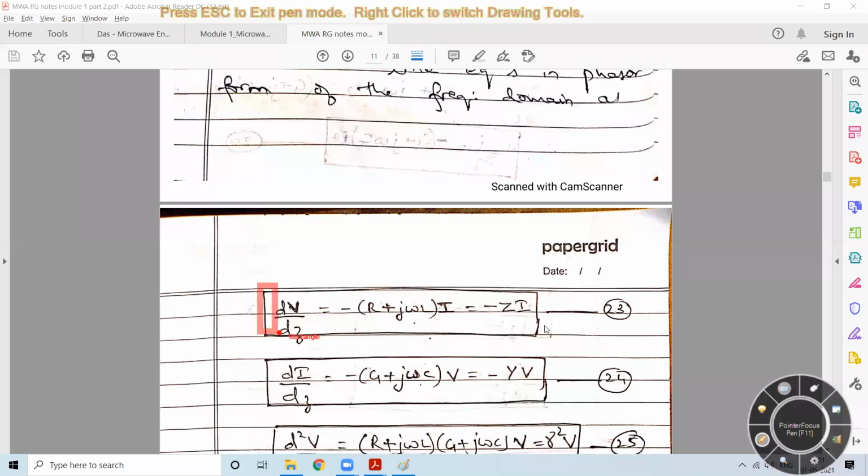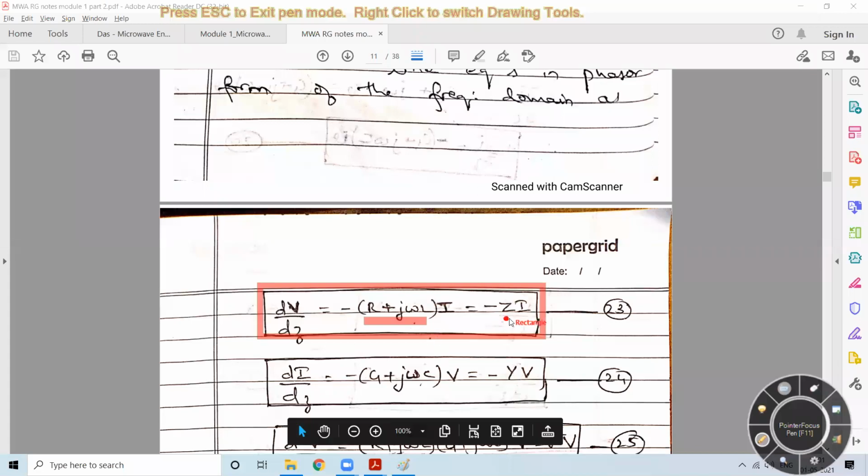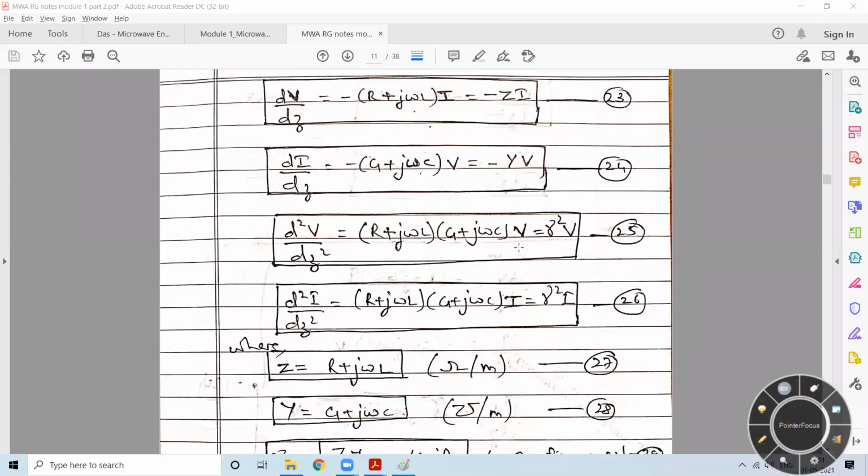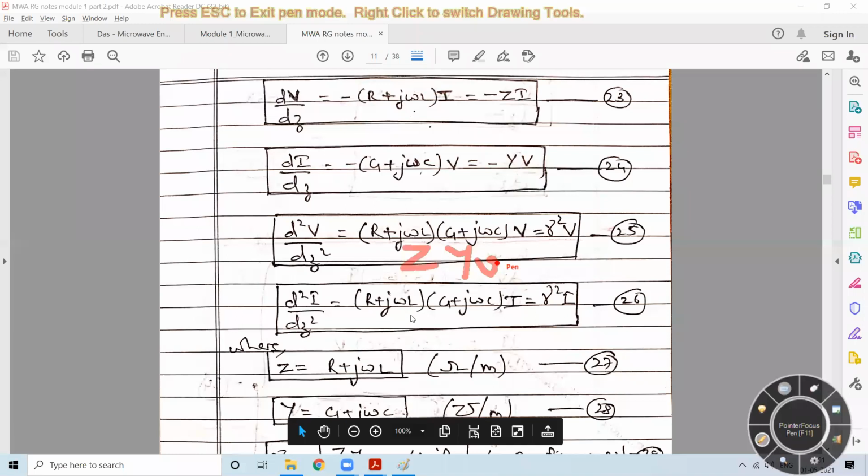That is dV/dz is equal to minus (R + jωL) I, and this is substituted with Z, where Z is equal to R + jωL. So dV/dz is equal to minus Z into I. Then dI/dz is equal to minus Y into V, because Y is equal to G + jωC. Similarly, d²V/dz² is equal to (R + jωL)(G + jωC) V, which is nothing but Z into Y into V. Similarly, d²I/dz² is Z into Y into I. So these are the phasor representations based on the instantaneous values we had obtained.